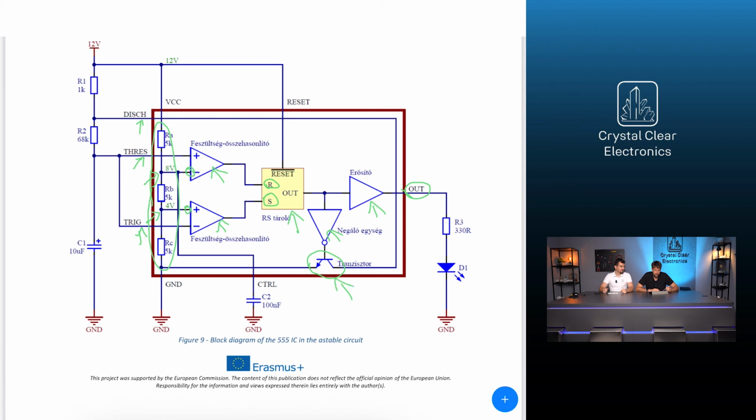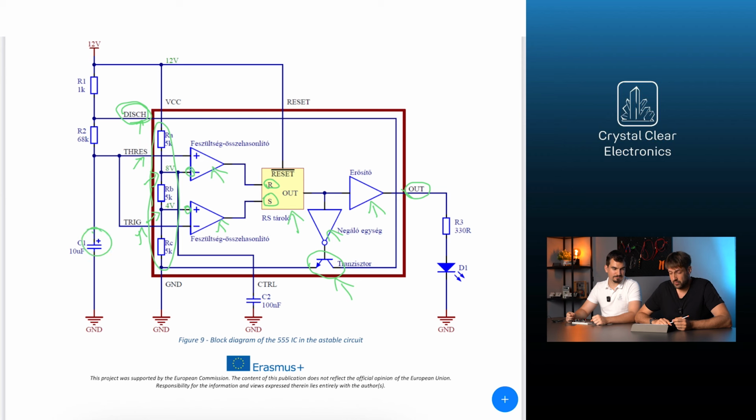At this moment, the output of the top comparator changes to 1, which makes the output of the RS flip-flop 0, and 0 output voltage can be measured at the IC output, and the LED will be off. At the same time, the transistor is turned on, and it connects the discharge pin to the ground, which causes current to flow from the capacitor through R2, that is, it starts to discharge. That's the origin of the name of the discharge pin.